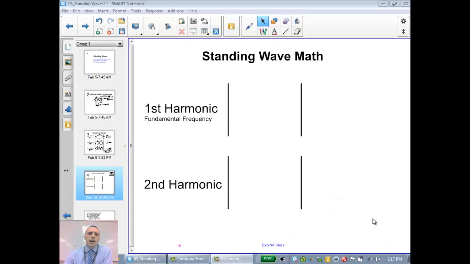All right, so to recap what was said in the video, we have a way of calculating the wavelength of a standing wave, and the way that we do that is, let's first draw again the first harmonic.